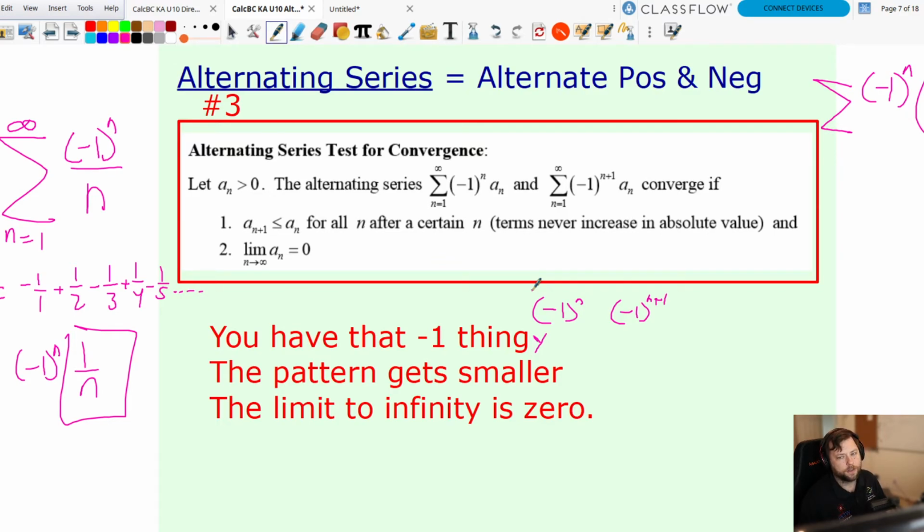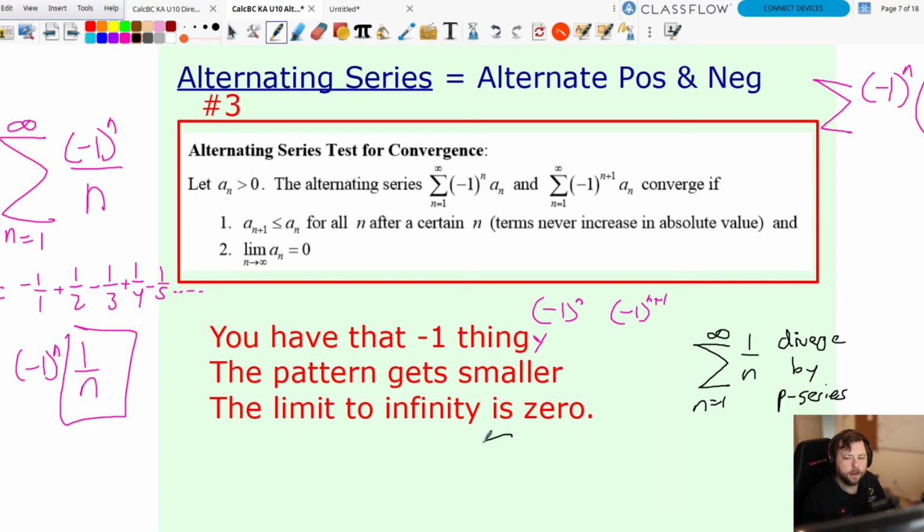So here's the example. What if I had this series, the sum of 1 over n from n equals 1 to infinity? We know this one is going to diverge by the p-series, because p is equal to 1. Okay, cool. That doesn't work.